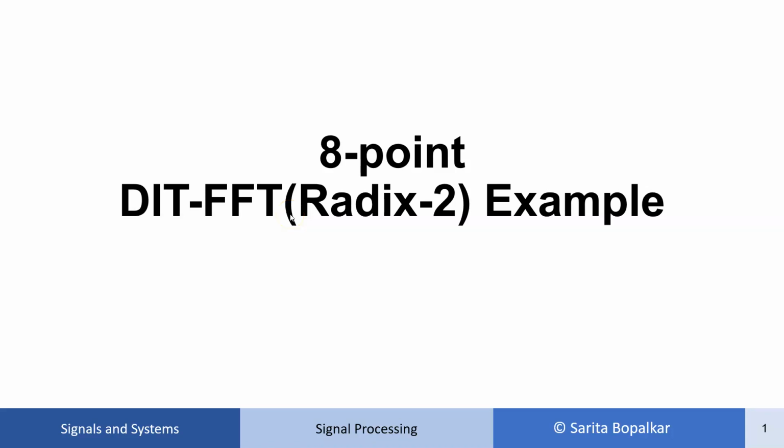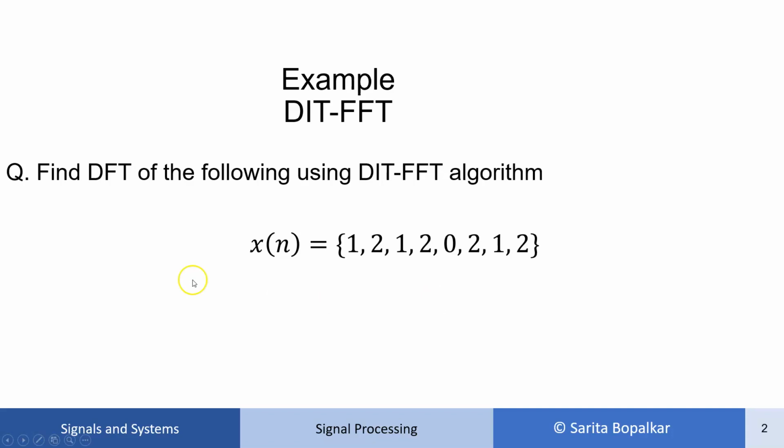Hello, in this video, we are solving an 8-point DIT-FFT radix 2 example. Let's start. The example is: find the DFT of the following using the DIT-FFT algorithm, where x of n is 1, 2, 1, 2, 0, 2, 1, 2. First, this is a sample for which we want to find a DFT.